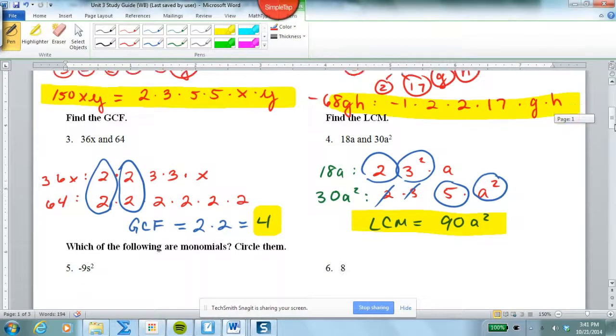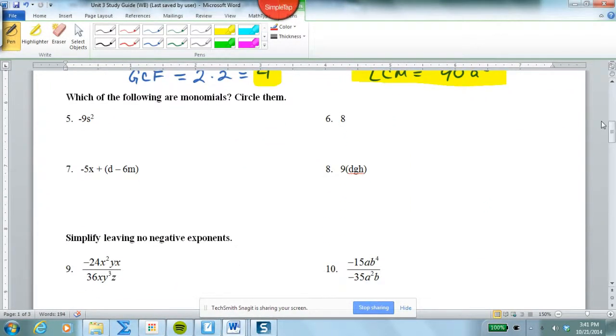All right, so now that we got that done, we're going to move on to number 5. And it says, which of the following are monomials? And to circle them, well, monomials, let's break down that word. The first 4 letters are mono, meaning one. And what this means is basically one-termed expression. So we're finding expressions that are one term. And terms are anything separated by addition or subtraction. So basically, we're looking for anything and everything that doesn't have adding or subtracting in it.